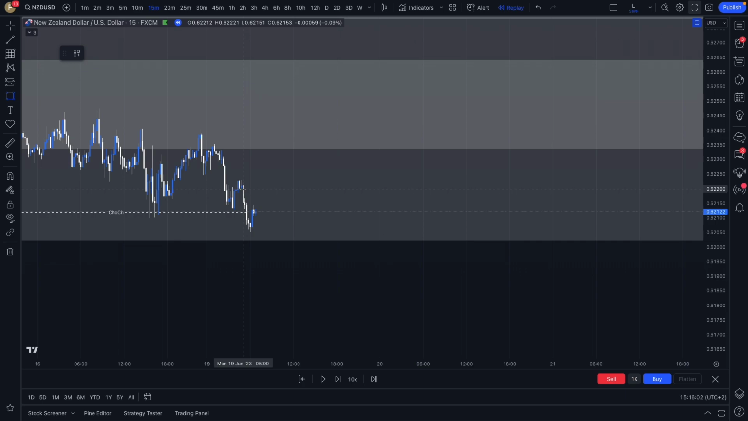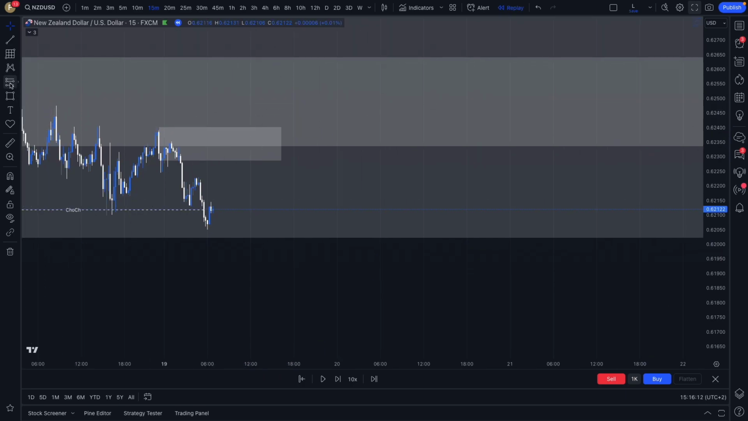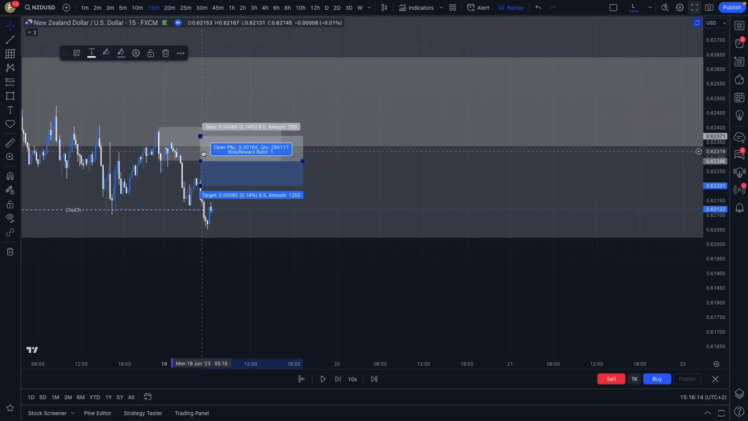We only short from premium. We only buy from discount. So we look at this imbalanced price area. For my entries, if it's a bit choppy, as in this scenario, I like to always cover the high. So that's what I'm going to do. Put my stop loss above the high.